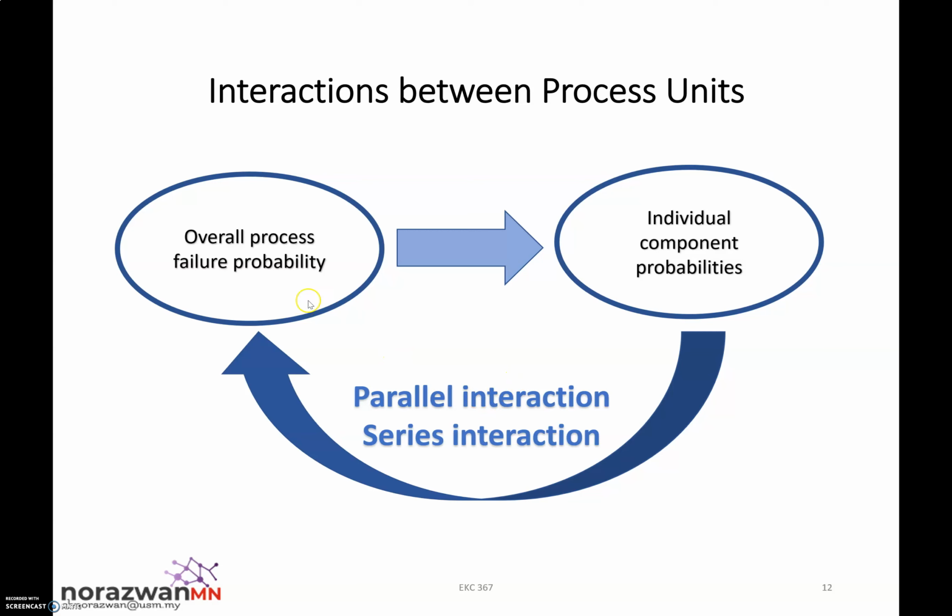a few types of interaction between the process units, between these individual components, either through parallel interaction or series interaction. So the individual components will interact through parallel or series. Then through this interaction, you can determine the overall process failure probability. So as you look, you still need the information from the individual component, the overall process, and also what type of interaction is between these individual components.